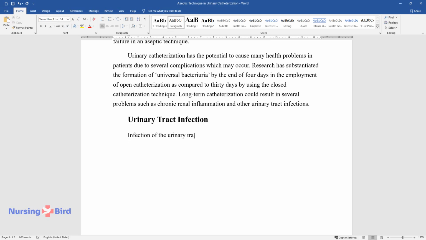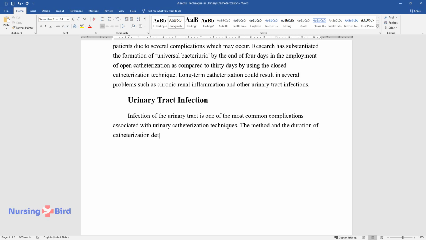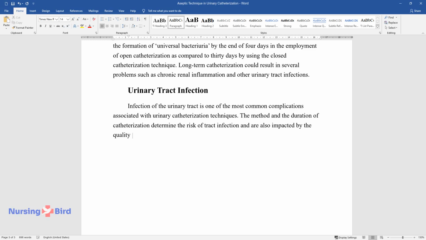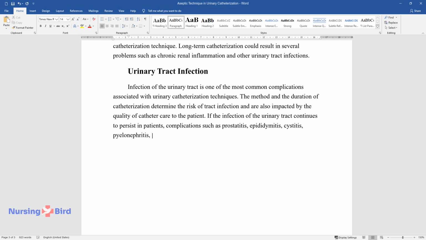Infection of the urinary tract is one of the most common complications associated with urinary catheterization techniques. The method and the duration of catheterization determine the risk of tract infection and are also impacted by the quality of catheter care to the patient. If the infection of the urinary tract continues to persist in patients, complications such as prostatitis, epididymitis, cystitis, pyelonephritis, and bacteremia could arise in patients with high risk.